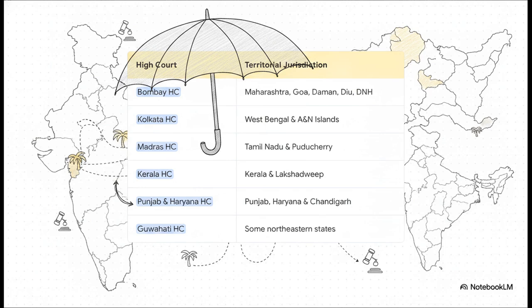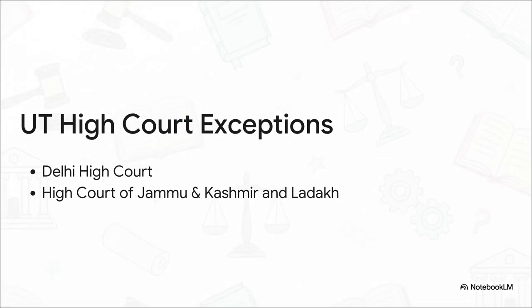And you can actually see this exception playing out in the real world. Take the Bombay High Court. It doesn't just cover Maharashtra, its umbrella extends to Goa, Daman, Diu, and Dadra and Nagar Haveli. Or get this, the Kolkata High Court's reach stretches all the way across the ocean to the Andaman and Nicobar Islands. It's a really smart, fascinating look at how the judicial system groups states and union territories together for maximum efficiency.